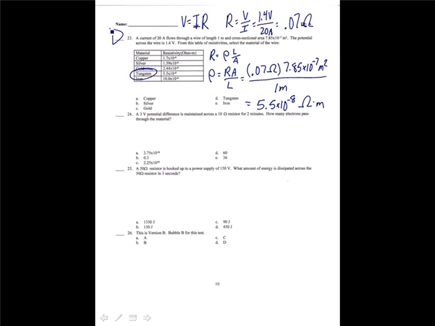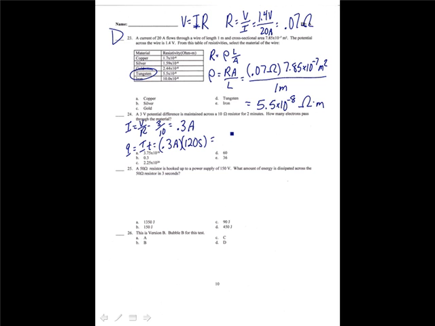A 3 volt potential is maintained across a 10 ohm resistor for 2 minutes. How many electrons pass through the material? It's very similar to what we've done before. First find the potential, or excuse me, the current. I is equal to V over R. That is 3 over 10, 0.3 amps. Q is equal to IT, that's 0.3 amps, in coulombs per second, times 2 minutes, which is 2 times 60 is 120 seconds.